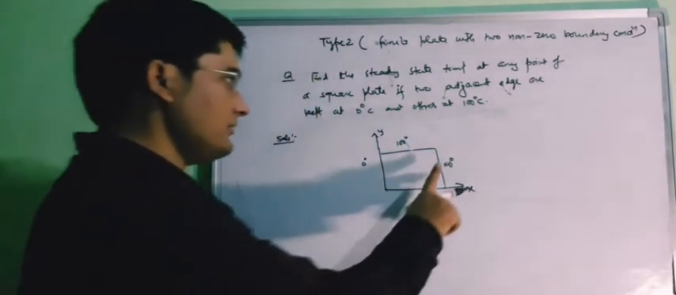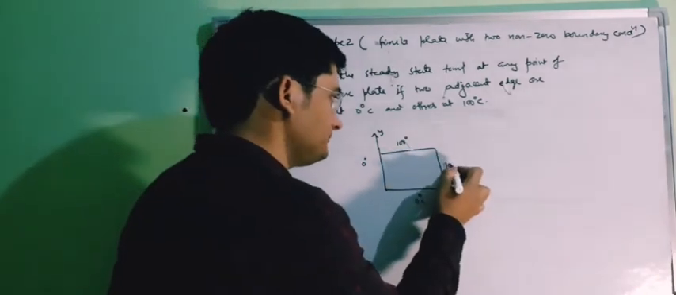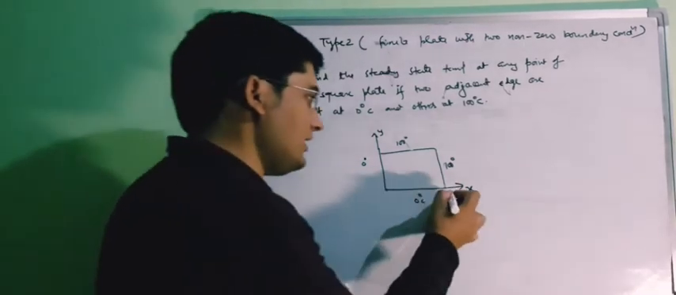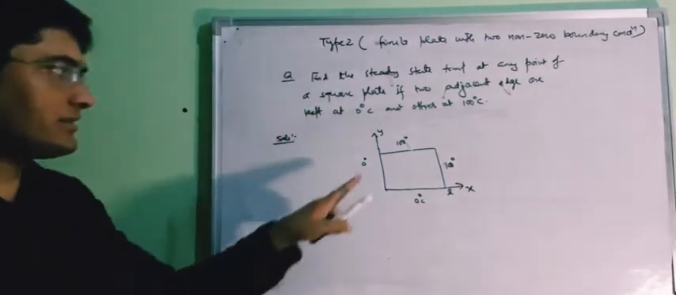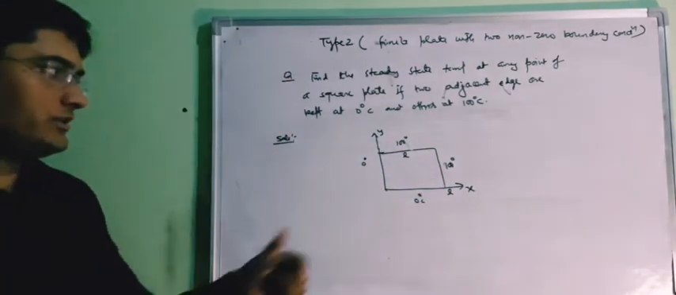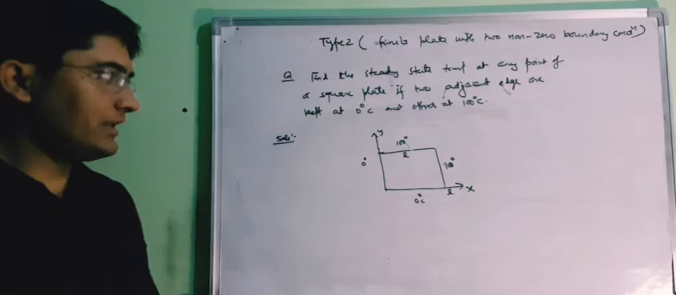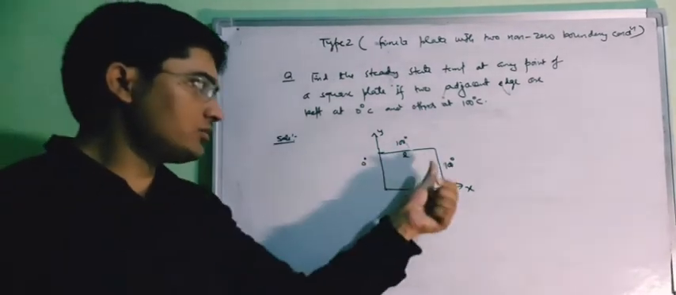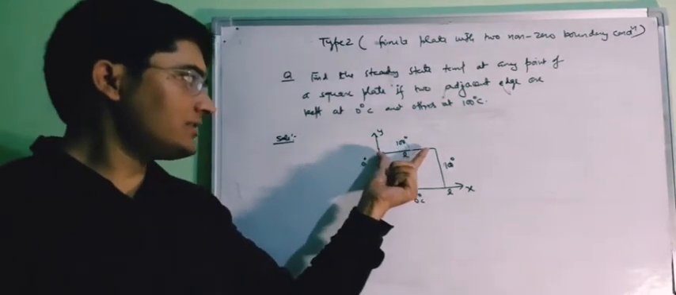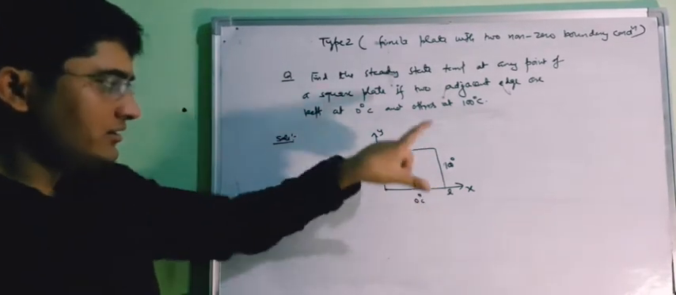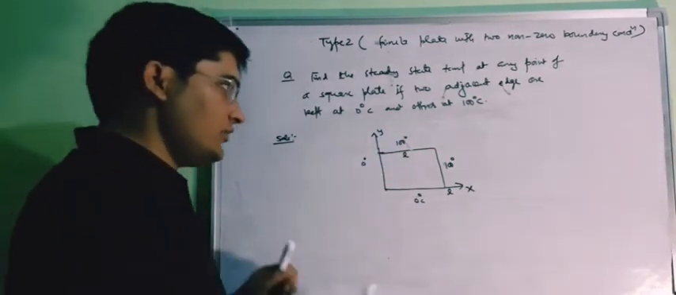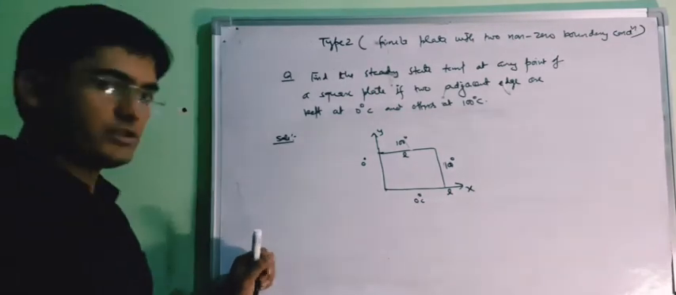So here you can see that we have two non-zero boundary conditions, one at x equal to L and the other one at y equal to L. Suppose that the length of the edge of the square plate is L, then at this edge your temperature is 100 degree centigrade and again for this edge your temperature is 100 degree centigrade. That means we have two non-zero conditions and two zero conditions.